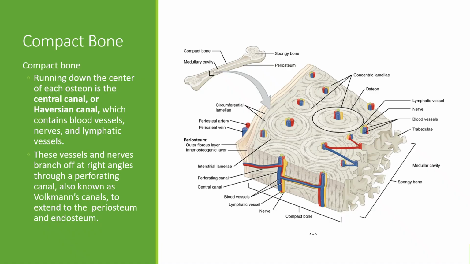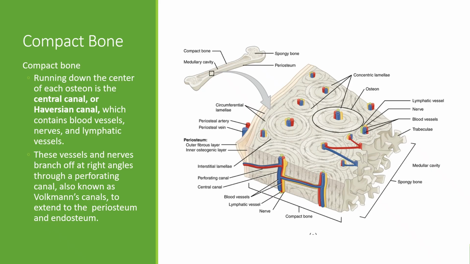So again, the compact bone is running the length of each osteon, and you have the central canal, also known as a Haversian canal. Again, central canal is a lot easier to spell. Haversian, if you choose to get fancy and use that name, is someone's name, so you would need to capitalize it if you're going to use that term.